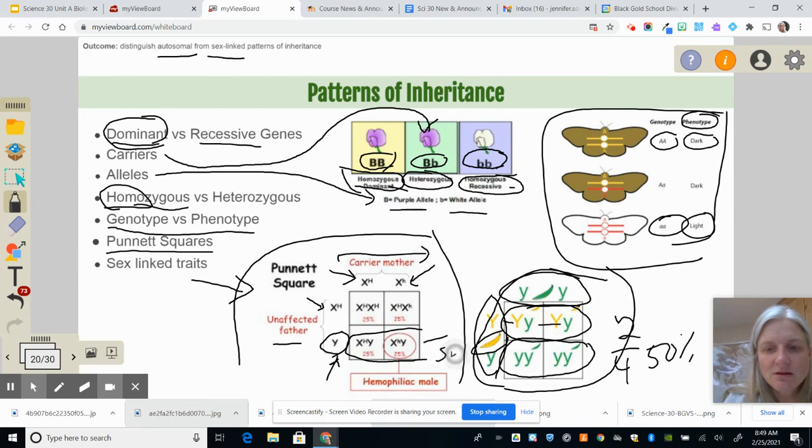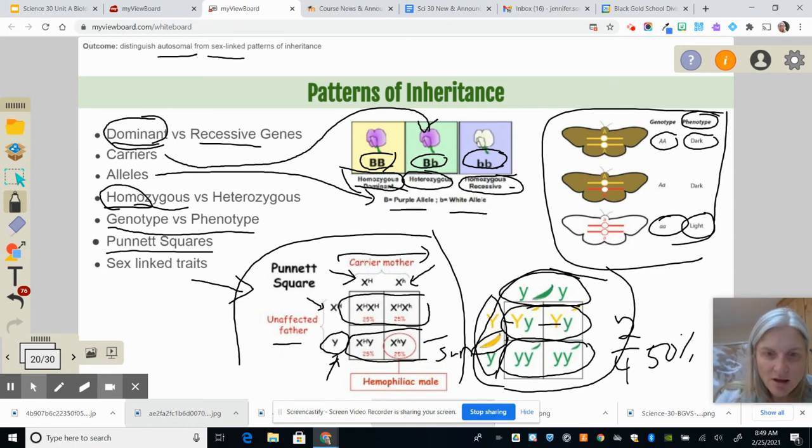Sons. These are all the daughters because the man has given his X chromosome. If the father donates an X chromosome, you get a female. You get a daughter. If the father donates the Y chromosome, you get a son.